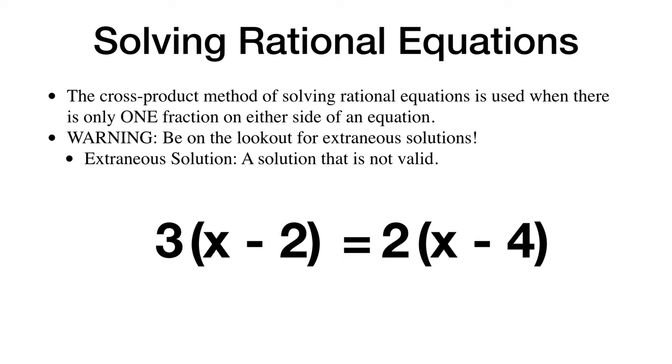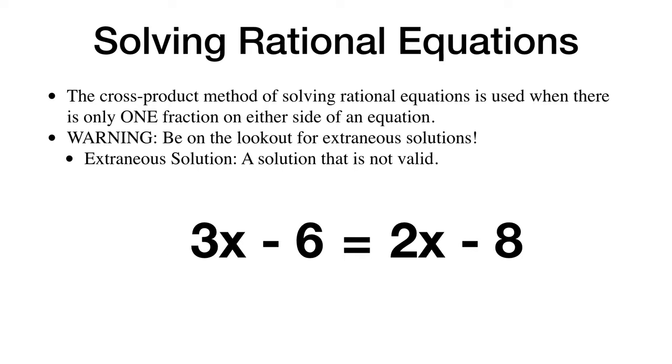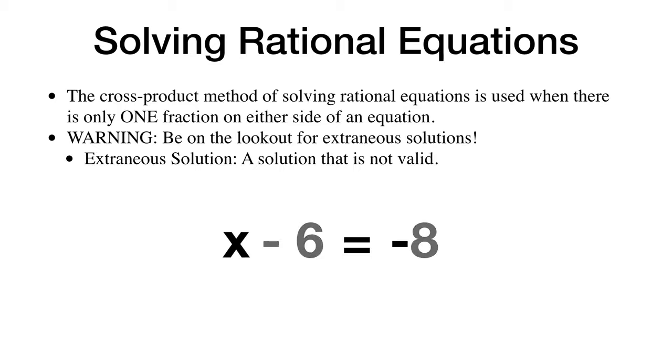Now, we just distribute. So, it becomes 3x minus 6 equals 2x minus 8. And we're going to start combining. I always like to combine my x's, then my other values. So I'm going to subtract 2x from each side, meaning x minus 6 equals negative 8. Then I would add 6, which means x is negative 2.